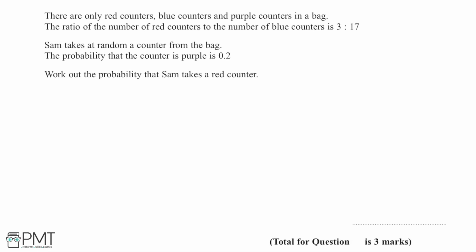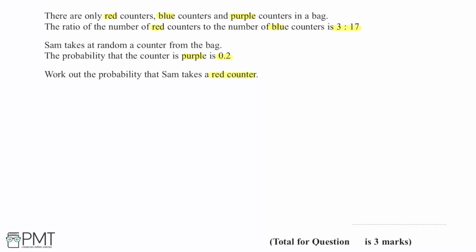So here I'm told that there are only red counters, blue counters and purple counters in a bag. I'm also told that the ratio of the number of red counters to the number of blue counters, so the ratio red to blue, is 3 to 17. I'm told that Sam takes at random a counter from the bag and that the probability of this counter being purple is 0.2. And I'm asked to use all of this information to work out the probability that Sam actually takes out a red counter.